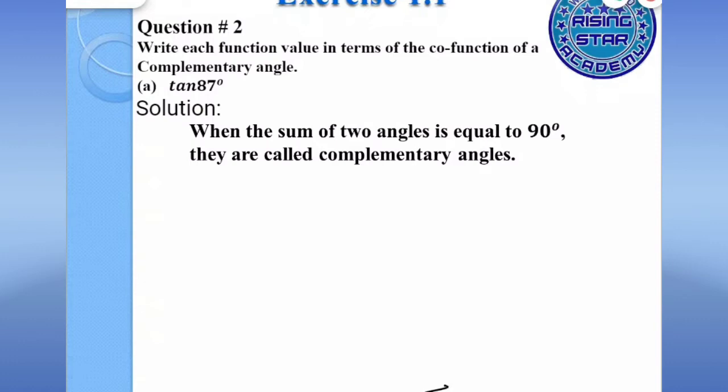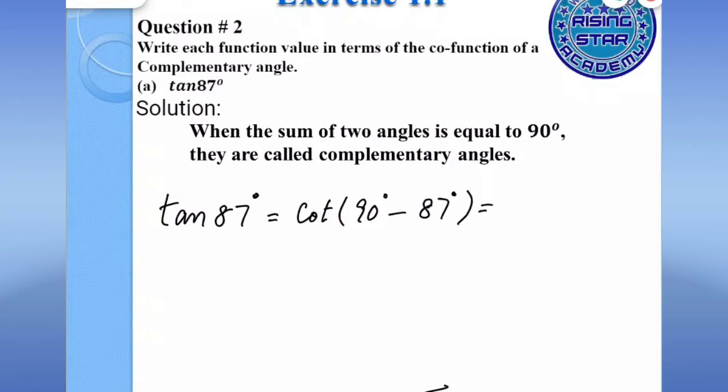Tan of 87 degrees. If we want to write the co-function, the co-function of tan would be cot, or cotangent. So it is complementary, and we subtract the given angle from 90 degrees. So we have cot of 3 degrees. It means tan 87 degrees is equal to cot of 3 degrees.